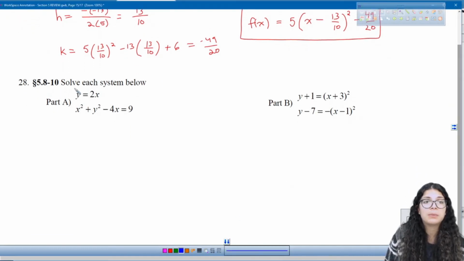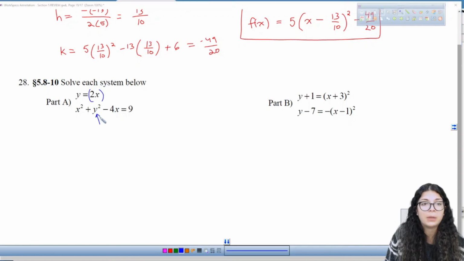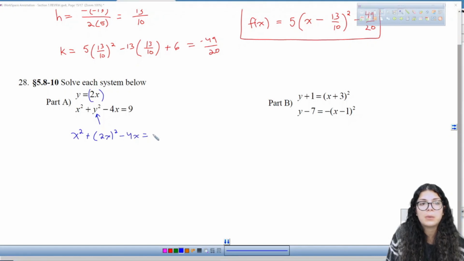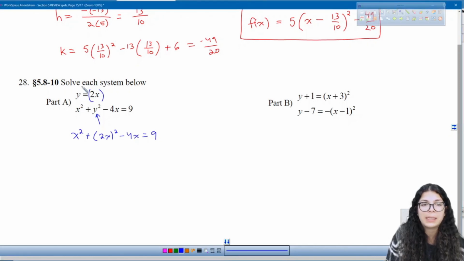28. Solve each of these systems below. Okay, so let's solve this one. Now remember that substitution is really the easiest way to solve these systems. So let's plug in 2x for the y value here. So we have x squared plus 2x squared minus 4x equals 9, because y was already isolated.